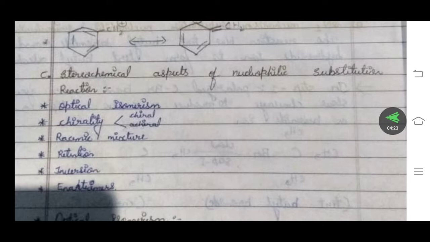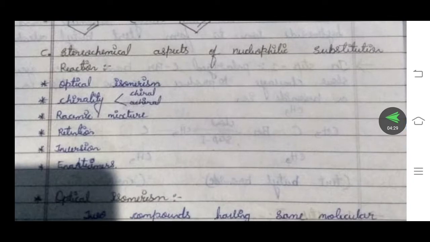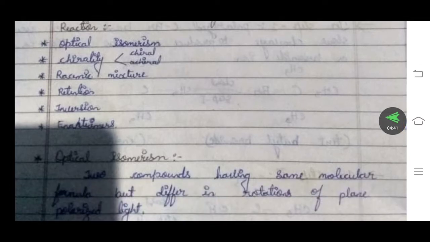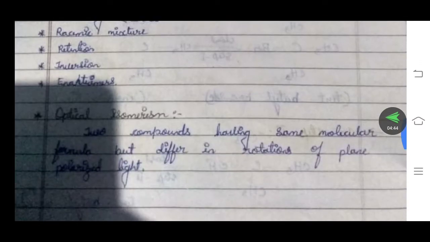Okay, next one, stereochemical aspects of nucleophilic substitution reaction. First one, optical isomerism and chirality. Chirality is of two types, achiral and chiral. Next one, racemic mixture. Next, retention, inversion, enantiomers. First, we will discuss what is optical isomerism. Two compounds having the same molecular formula but differing in rotation of plane polarized light.